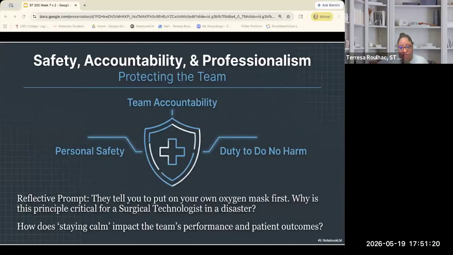All right. But let's talk about personal safety. You can't help others if you're injured. Fatigue will increase errors. Also, exposure risk. Disaster does not eliminate whether we put on our PPE or not. It does not eliminate breaks. Exhausted professionals make preventable mistakes. That's true.